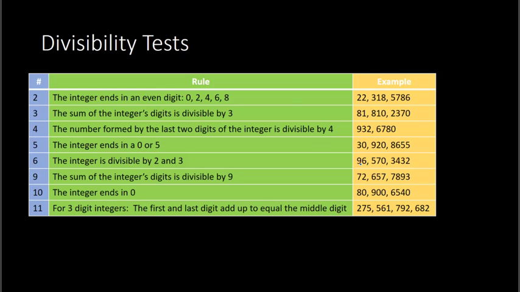Looking at 657, you add those digits together, 6 plus 5 plus 7, that gives me 18. That can be divided by 9 with no remainder. So therefore the entire number, 657, can be divided by 9 as well. And then 7,893, same thing. If you add those digits together, we're going to get 27, which can be divided by 9 with no remainder. So therefore the entire number can be divided by 9 as well.